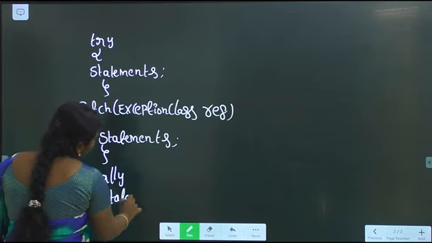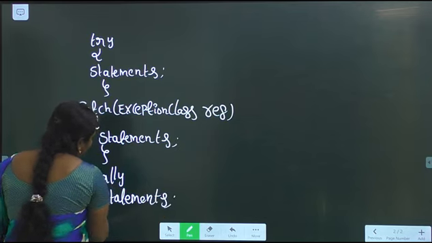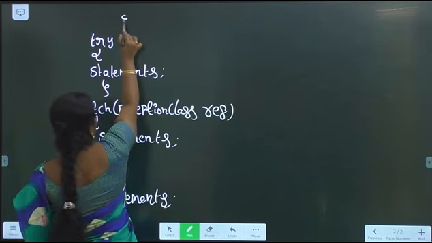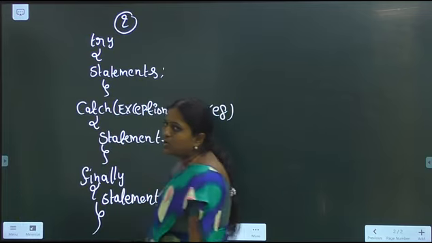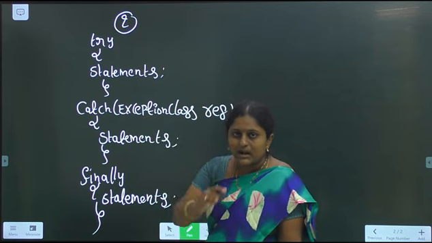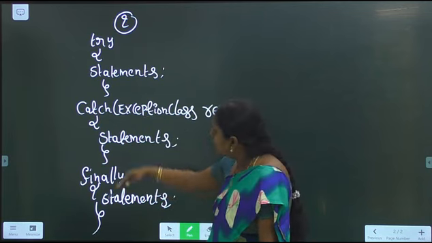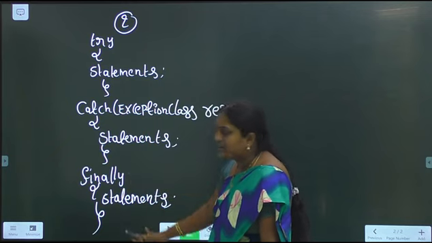There are two syntaxes. The first syntax is directly after the try block, we write the finally block. Next is another syntax, syntax number 2: try followed by catch block. Try identifies the exception, catch handles the exception. After catch, we write the finally statements.